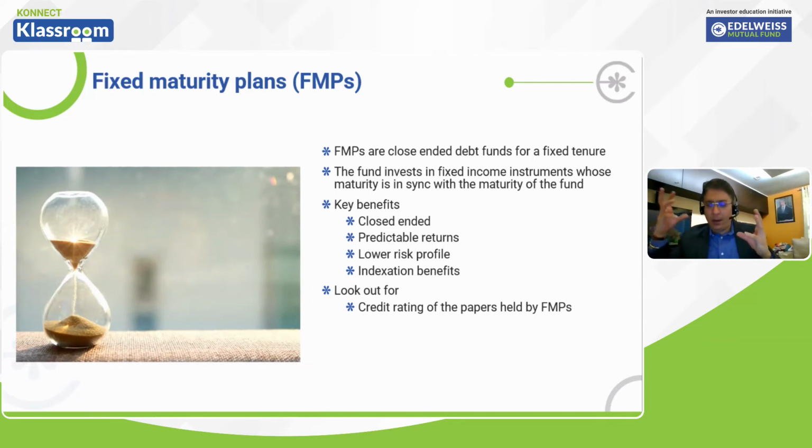FMPs, as the name suggests, are fixed maturity plans, meaning at the end of the tenure, this scheme will cease to exist. As an investor, at the end of the tenure, either I will get my money back with whatever earnings come out of my investment, or I can choose to invest this into any other scheme of that fund house. But that scheme is over.